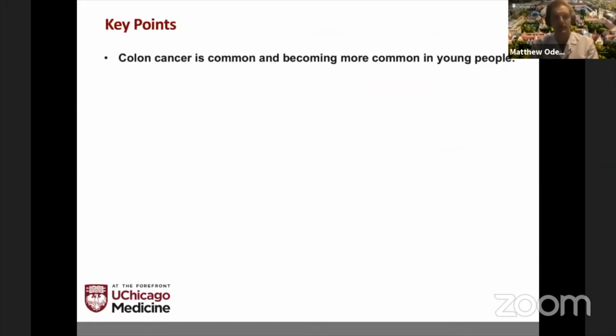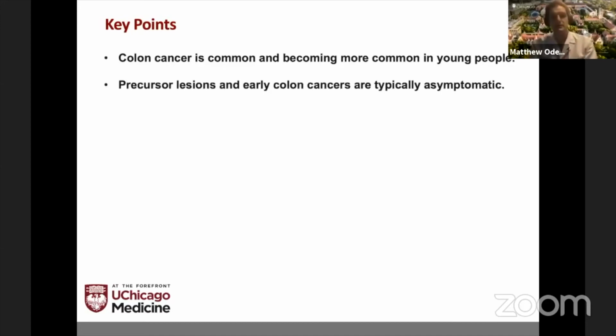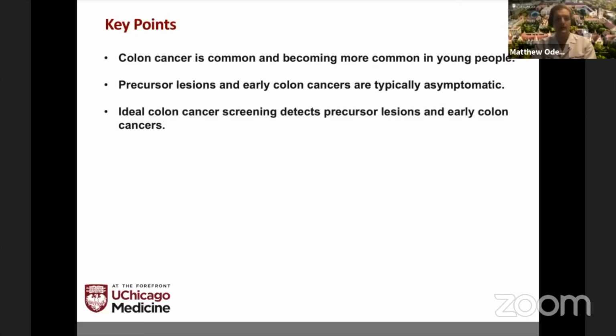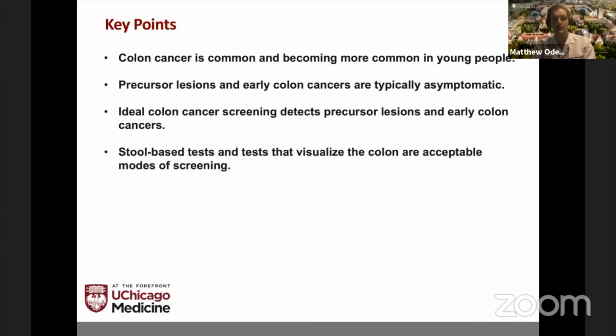So take-home points is that colon cancer is very common and unfortunately becoming more common in young people. The precursor lesions and early colon cancers are typically asymptomatic, meaning that they can be developing and we have no idea. The ideal colon cancer screening detects precursor lesions and early colon cancers, and this can take on a couple of different forms, including stool-based tests, such as the FIT test, and tests that visualize the colon, such as a colonoscopy. And all of those are acceptable modes of colon cancer screening.